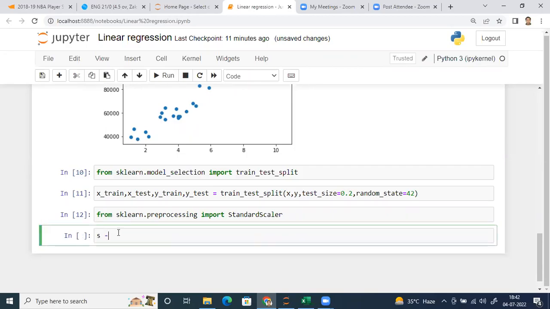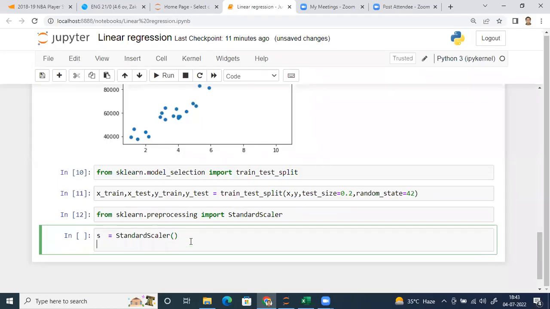So I'm saying s is equal to StandardScaler. Okay, so the object has been created. From that object, we will fit and transform on the training data, and we will do only transformation on the test data. That we know, we have already done that.